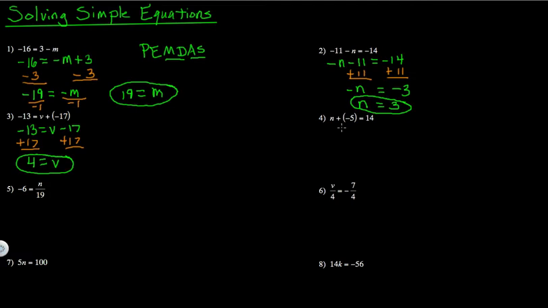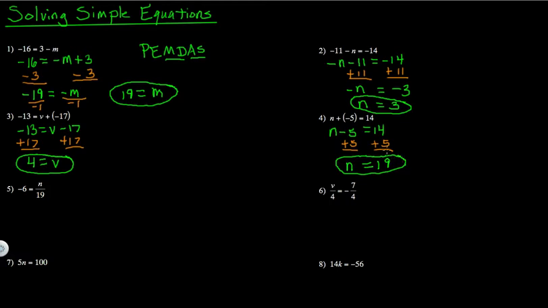All right, moving along, we have n plus negative 5 is equal to 14. We can rewrite this using subtraction because plus negative 5 is the same as minus 5. So this is n minus 5 is equal to 14. And then to ask ourselves the question, what is being done to our variable? The only thing that's being done to our variable is we are subtracting 5. So to undo the subtraction of 5, we're going to add 5 to both sides. So plus 5 on the left and plus 5 on the right. So we get our answer. n is equal to 19.